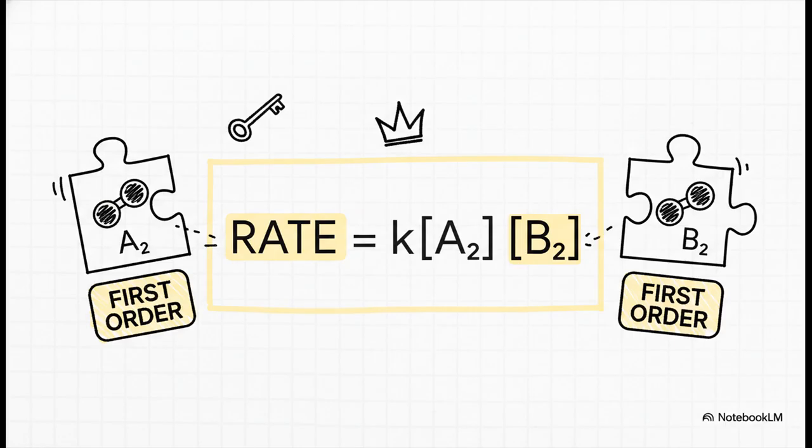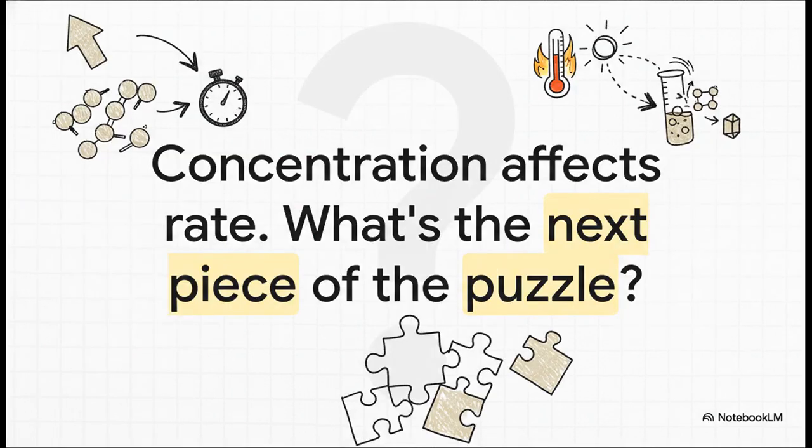We take those 2 findings, combine them, and we get our final rate law. Rate equals k times the concentration of A2 times the concentration of B2. We've done it. We've found the reaction's master equation. So, we've totally cracked the code on how concentration impacts reaction speed.